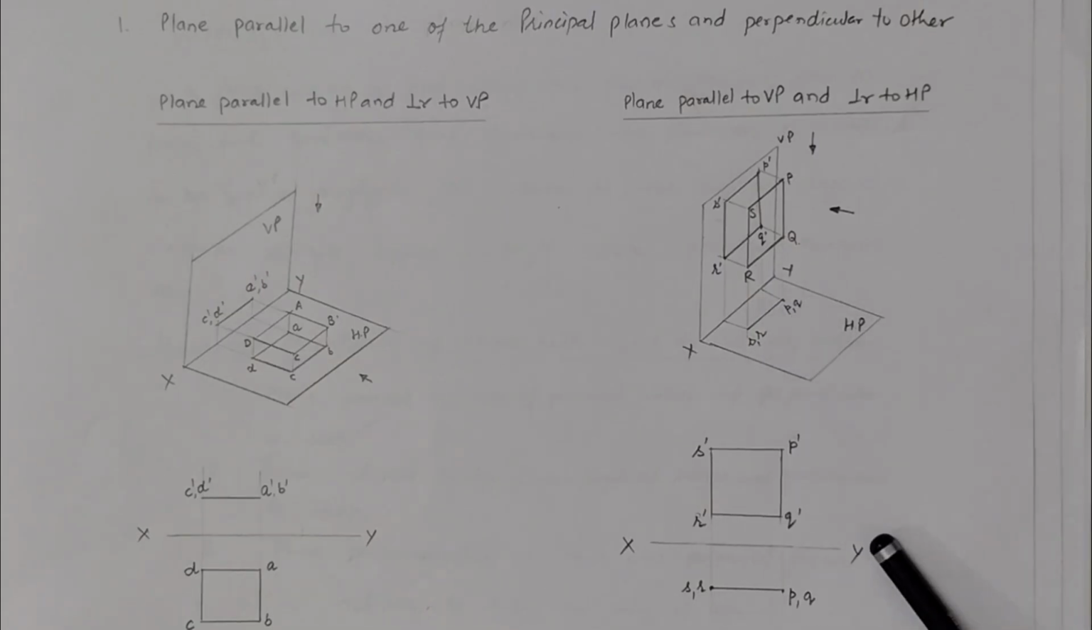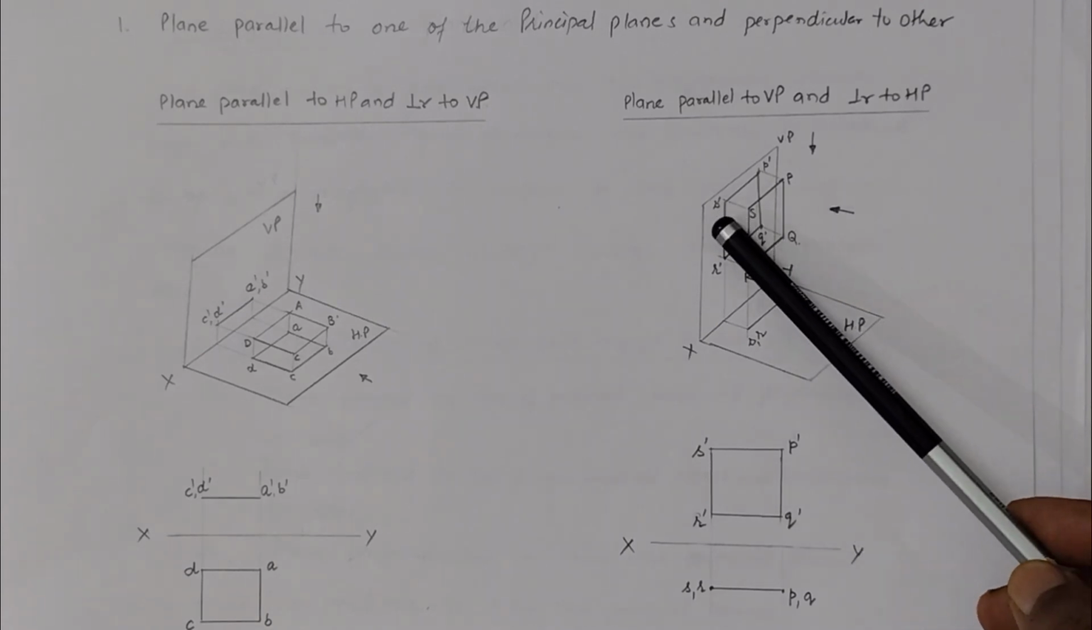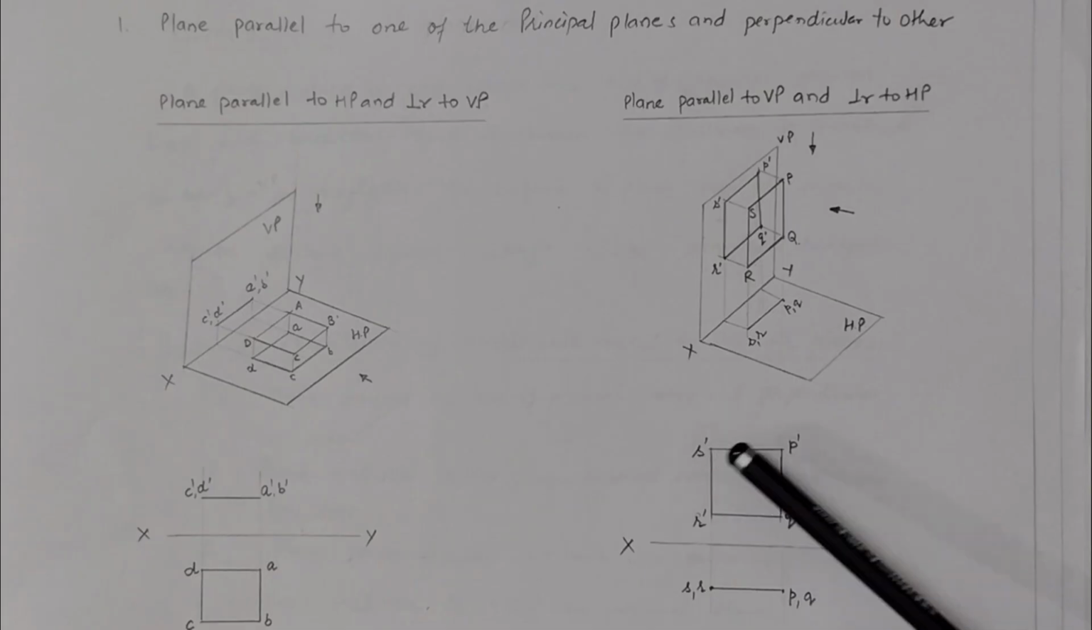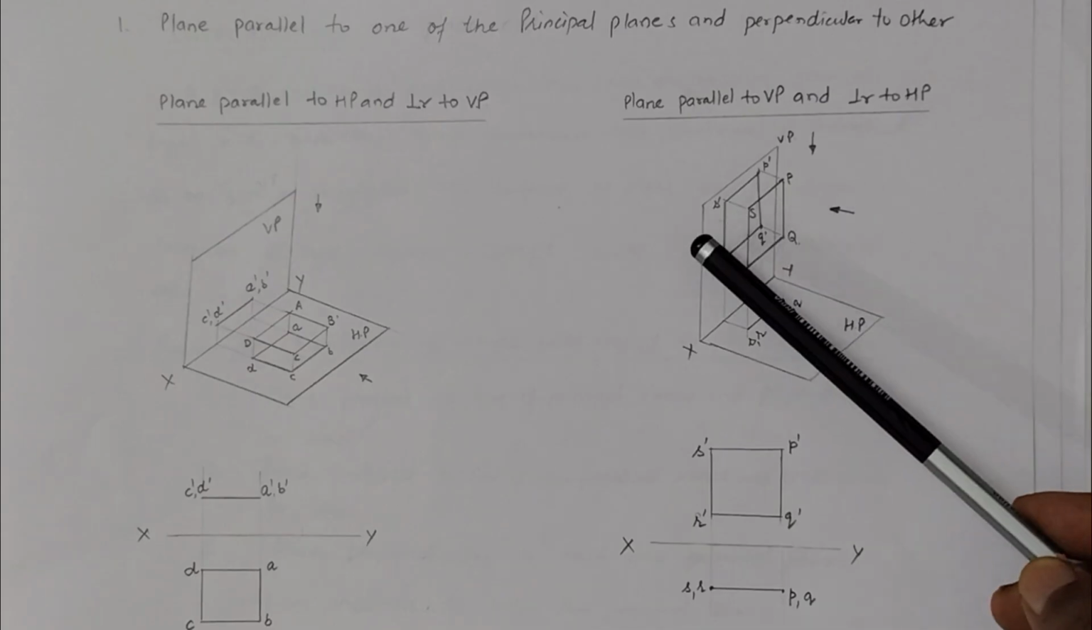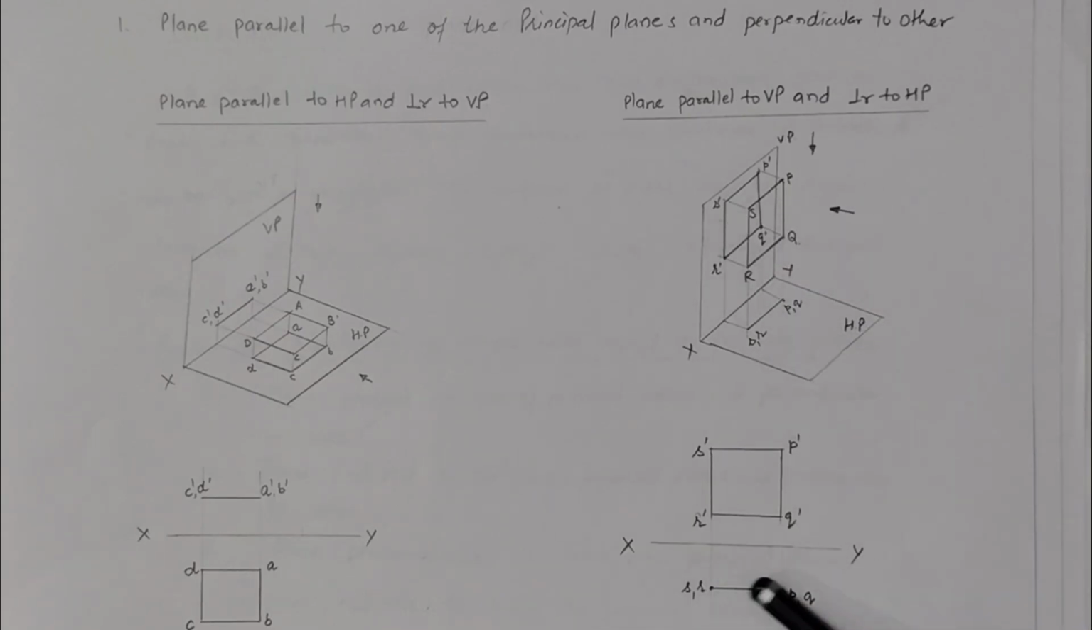The same we can represent on this XY. So here is axis XY, and in the front view as represented here, we are getting s dash, p dash, q dash and r dash. This is a square, the true shape of the object, because the plane is parallel to the vertical plane. In the top view we get a straight line, so mentioned as s and r sharing the same point, and p and q. So when we join these two, we get the top view of the plane.